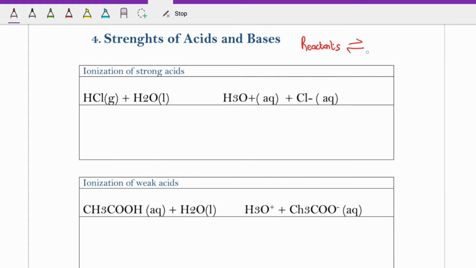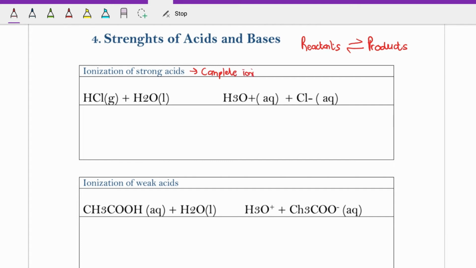Okay, and we're going to talk more about equilibrium and the definition of equilibrium. But for now, you just need to know that this reaction can proceed in a forward manner to produce products, and it can also go from products back to reactants. And that's basically what's happening when we look at the ionization of a strong acid and of a weak acid. So when you have a very strong acid, you will have complete ionization.